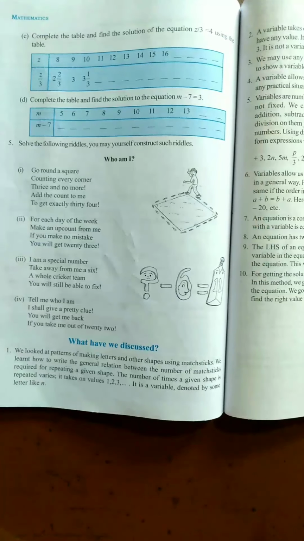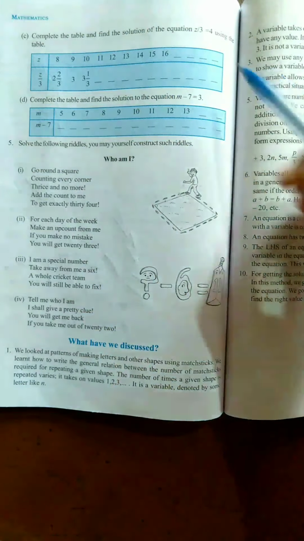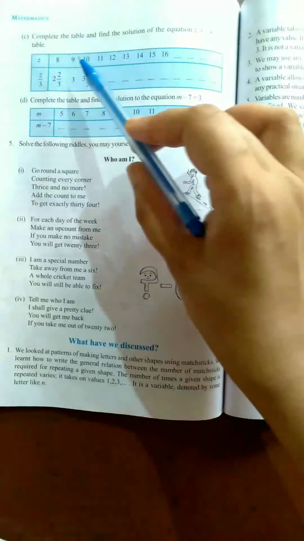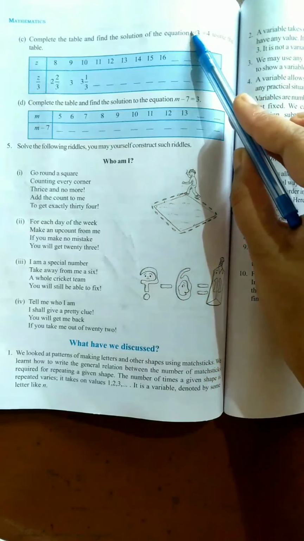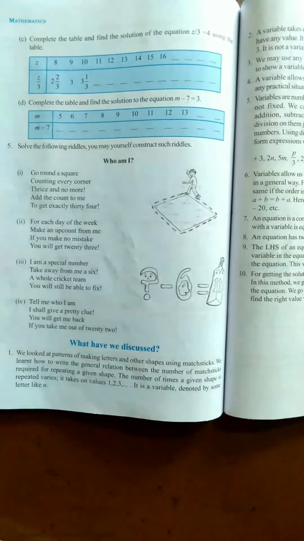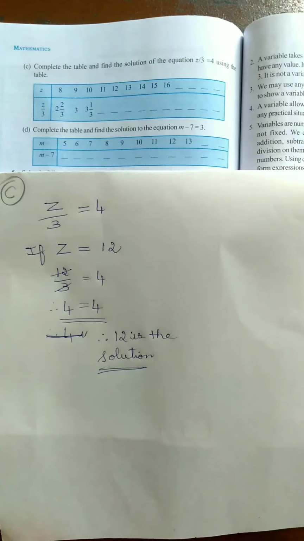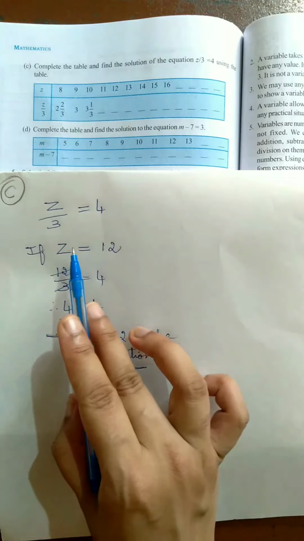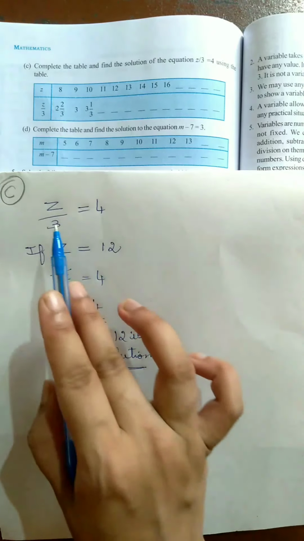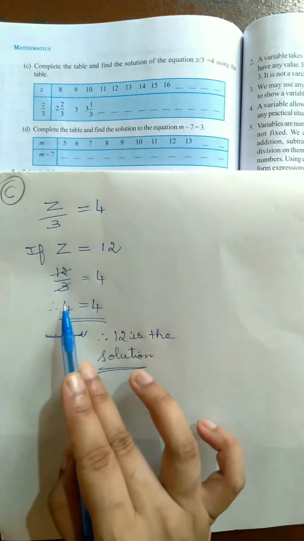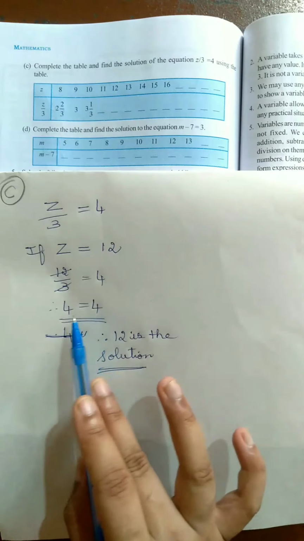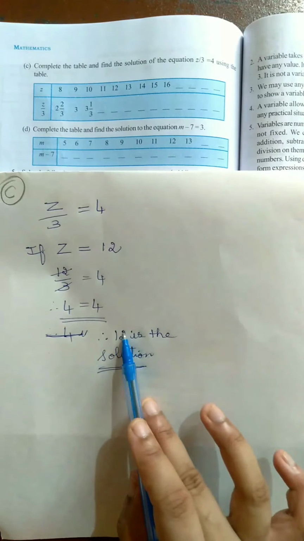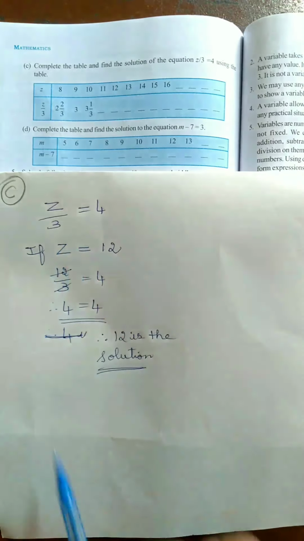Next, consider the C problem children, in which z by 3 equal to 4 and the values of the variable are given. So which value if we apply for z, we will get LHS equal to RHS. Therefore, children, in the C problem, when the value of z is equal to 12, if we substitute in this equation, 12 by 3, 3 fours are 12. Therefore, LHS and RHS, both the values are equal to 4. Therefore, 12 is the solution of the equation z by 3 equal to 4. Therefore, 12 is the answer.